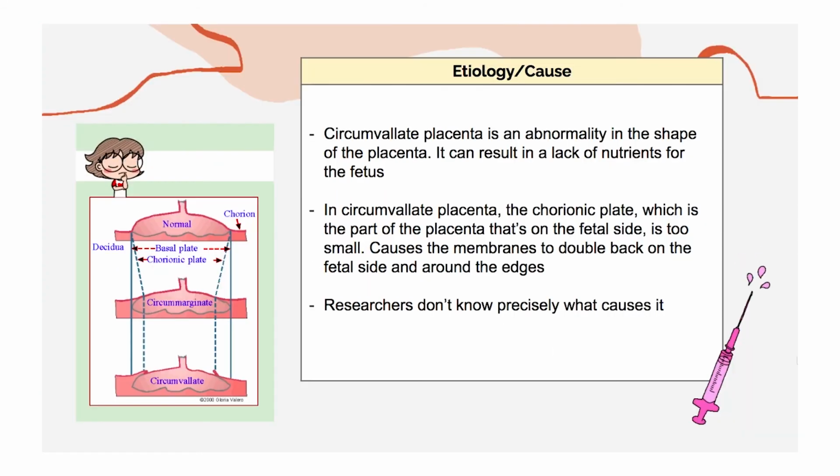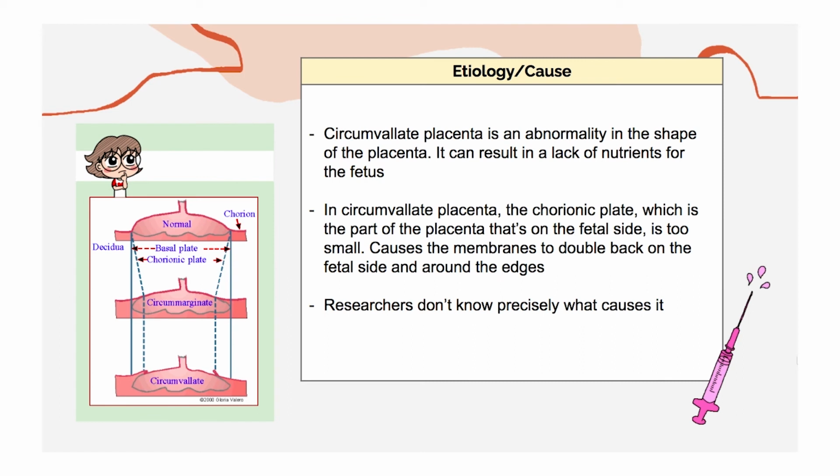basal plate. For the etiology, circumvallate placenta is an abnormality in the shape of the placenta. It can result in a lack of nutrients for the fetus. In circumvallate placenta, the chorionic plate, which is the part of the placenta that's on the fetal side, is too small. It causes the membranes to double back on the fetal side and around the edges. The condition can be detected by ultrasound and is usually diagnosed around the week 20 of pregnancy.